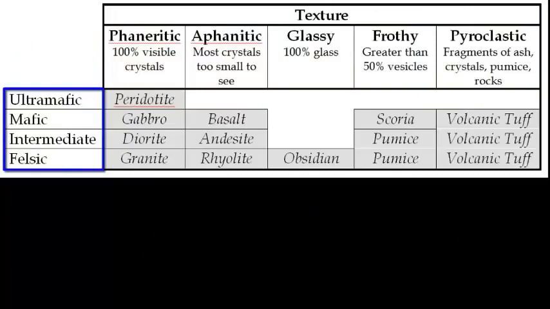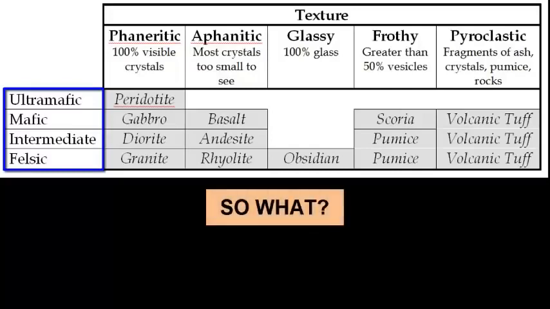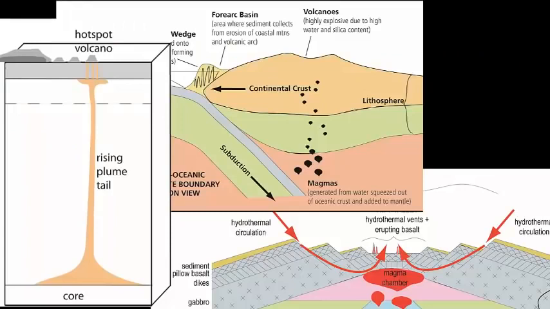So now we know how to determine igneous rock composition, which helps us come up with a rock name. But so what? What does the composition tell us about the rock's formation and history? Let's do a quick review of how and where magmas form.